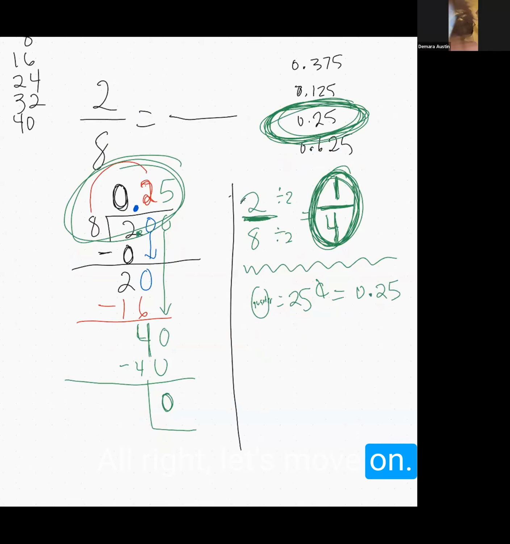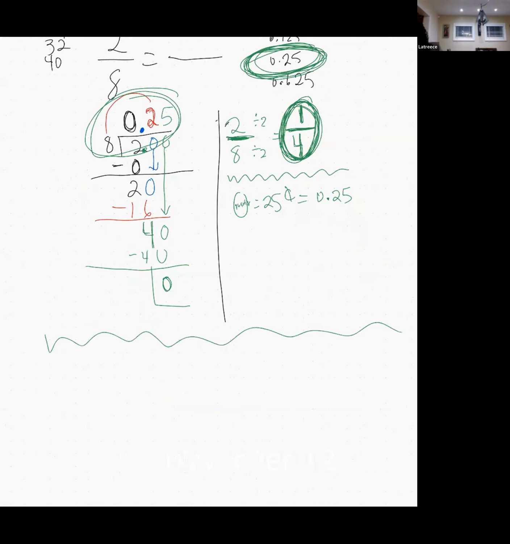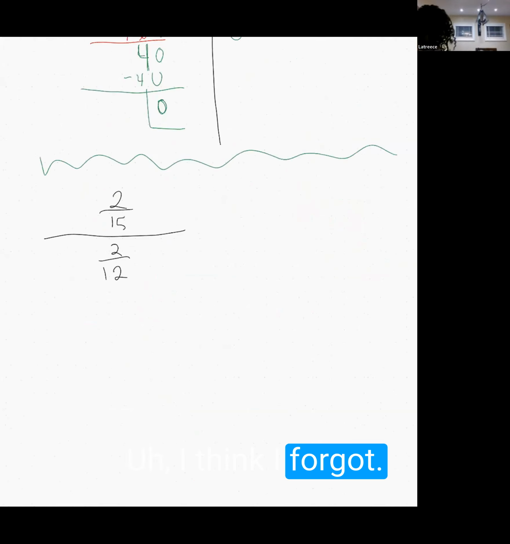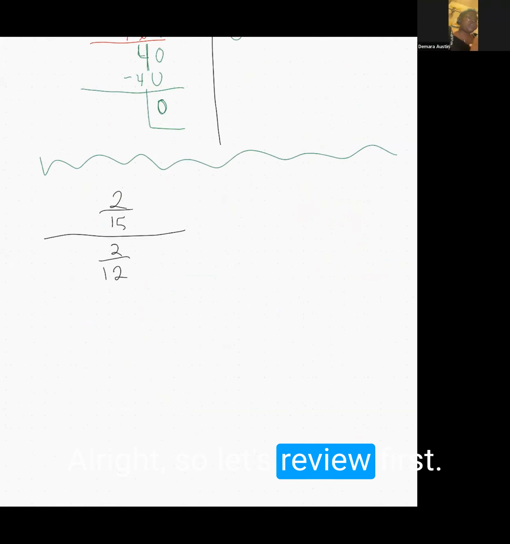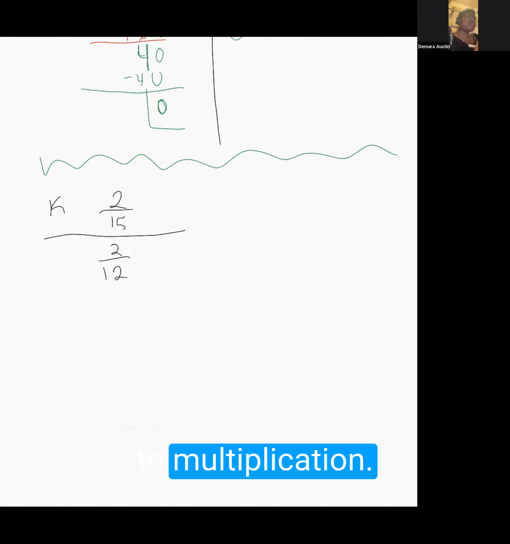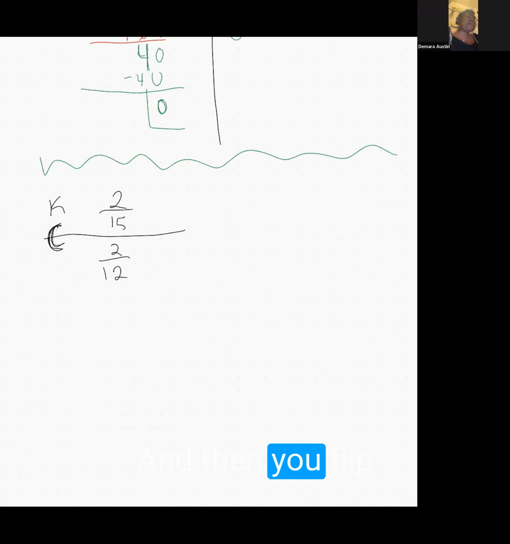All right, let's move on. 2 over 15 divided by 2 over 12. Do you know how to divide fractions? I think I forgot. All right. So let's review first. You keep the numerator the same. You change the division to multiplication. And then you flip the bottom fraction.